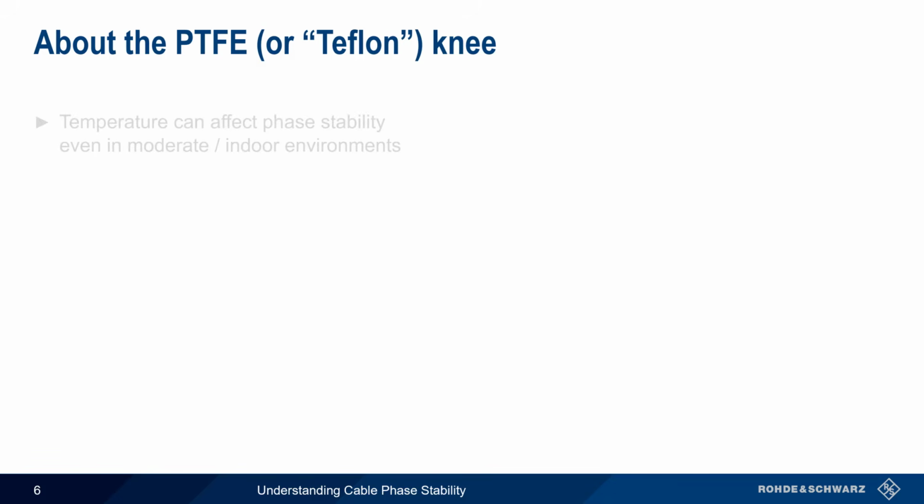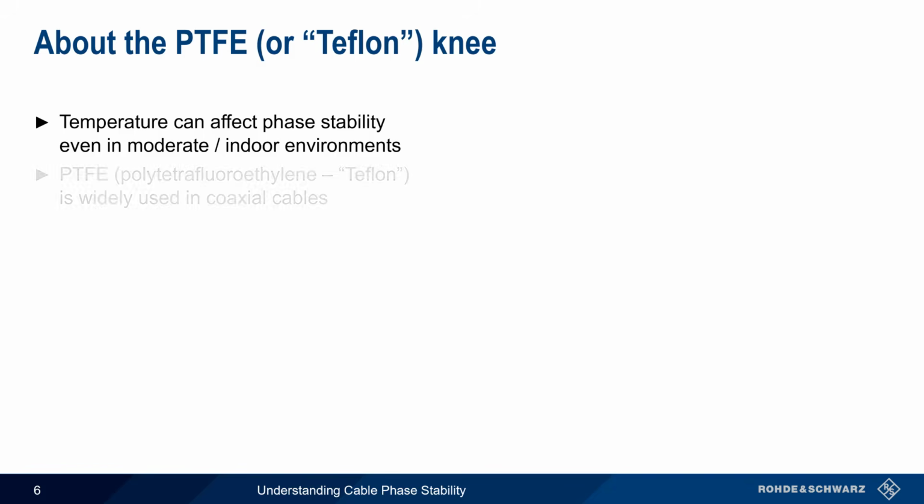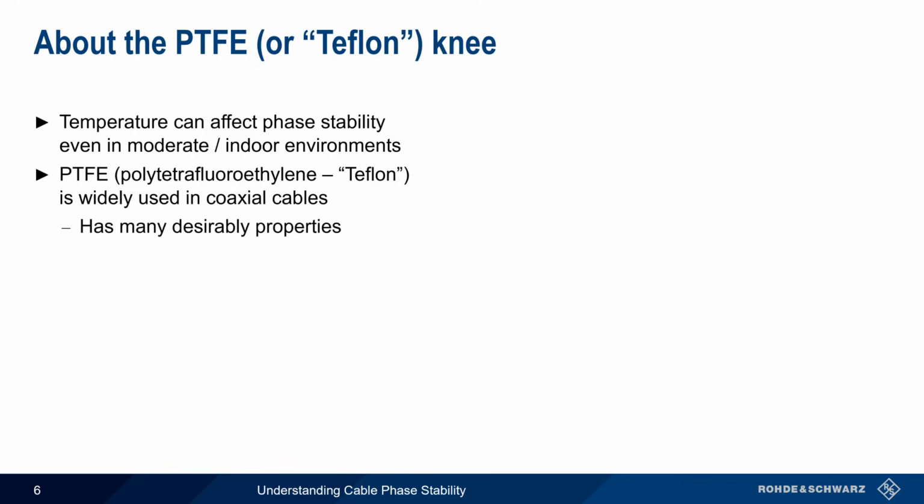That said, even moderate temperature changes, such as those found in indoor environments, can affect phase stability, and a common example of this is the so-called PTFE knee. PTFE, polytetrafluoroethylene, more popularly known as Teflon, is widely used in coaxial cables, both for the outer sheath or jacket, but more importantly for the dielectric or internal insulation, since PTFE has many desirable properties.